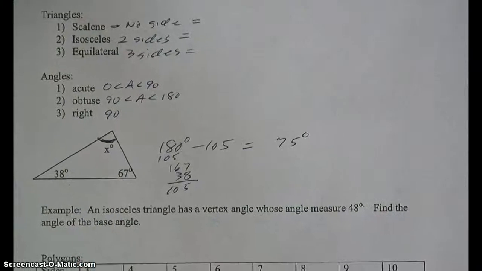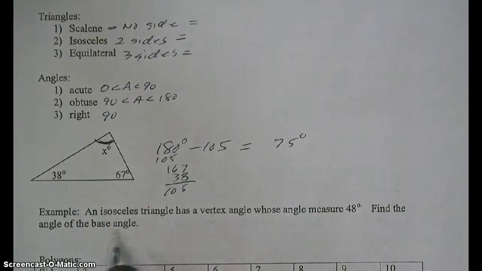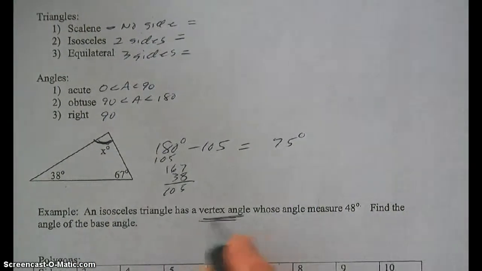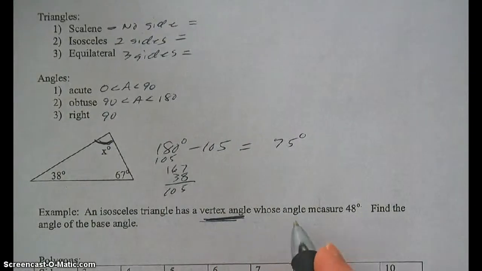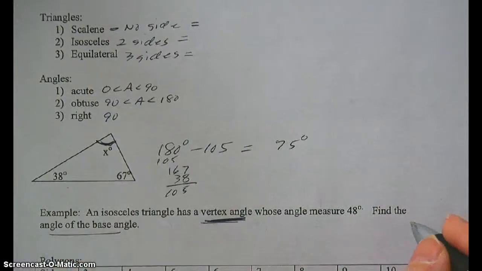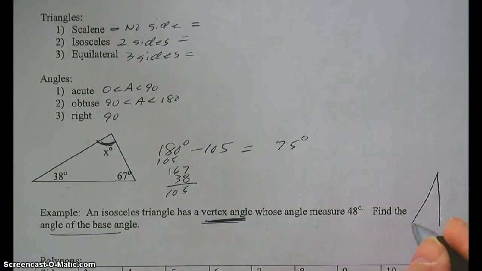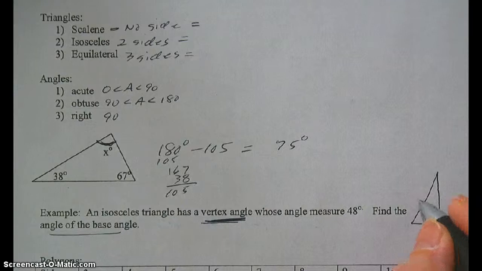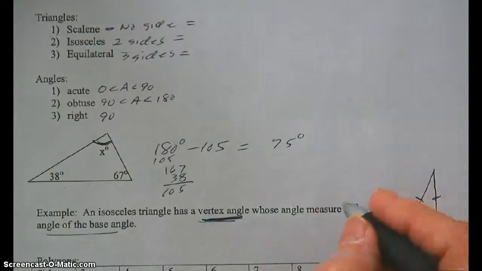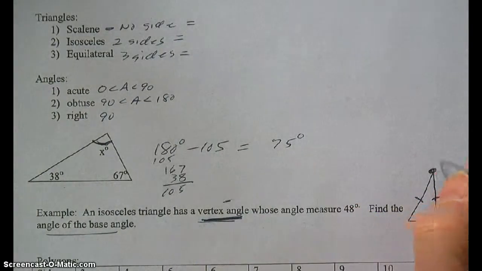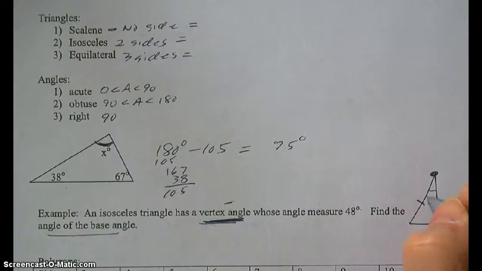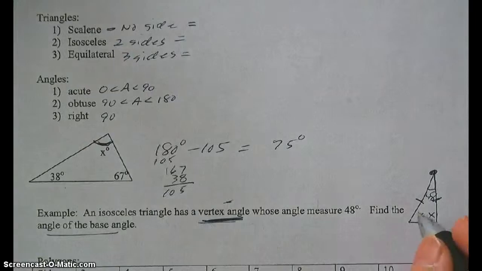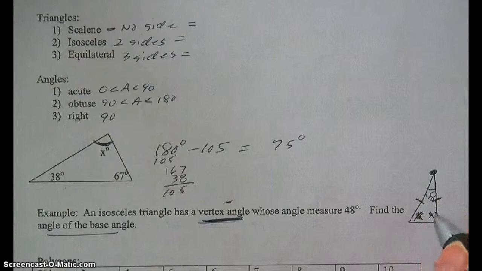A word problem that deals with triangles might be: an isosceles triangle has a vertex angle whose angle measures 48. Find the base angle. So on an isosceles triangle, remember two sides are equal. So these would be my two equal sides. The vertex angle is this angle up here, so that would be a 48. So they want to find out the base angle. So remember, on an isosceles triangle, if the sides are equal, the angles have to be equal.